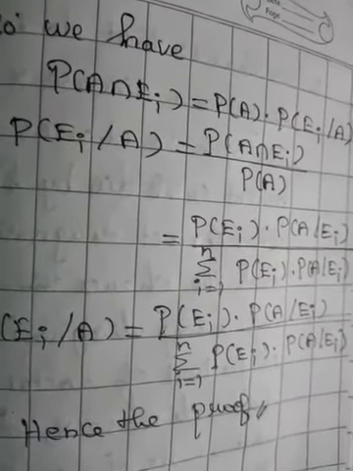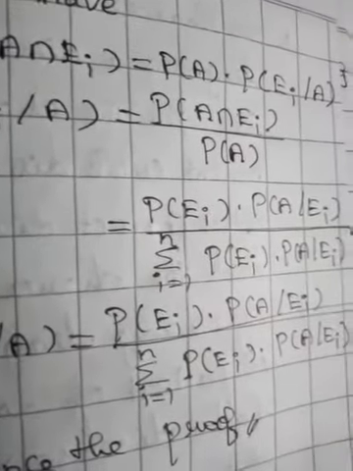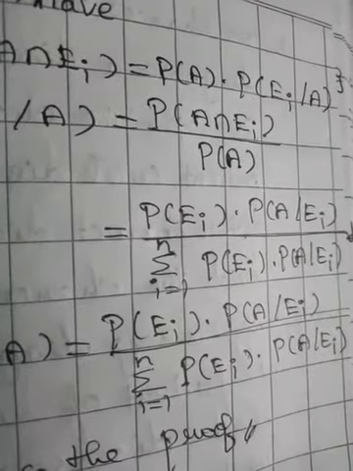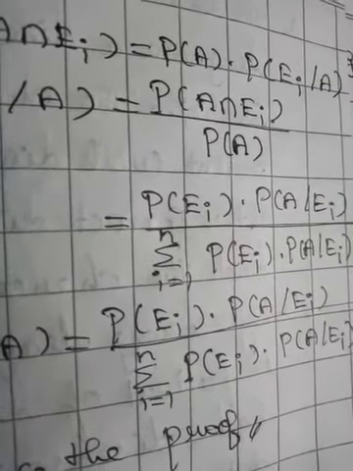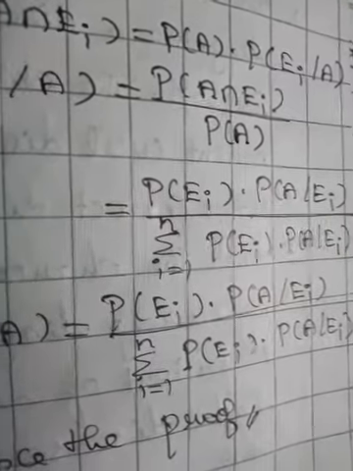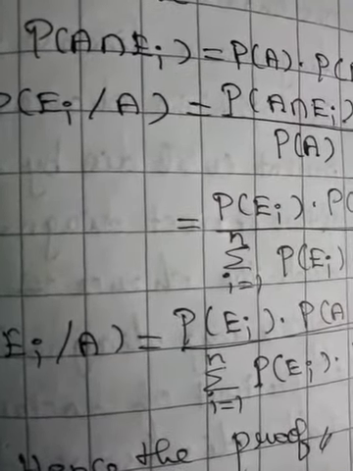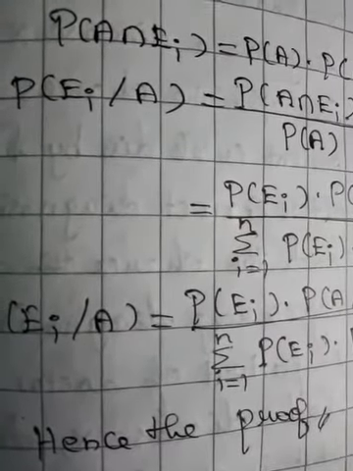That means probability of first element dividing by second element equal to probability of first element into probability of second dividing by first element, dividing by probability of first element into probability of second element dividing by first element. First element value is Ei, second element value is A. So hence the proof. Thank you, students.